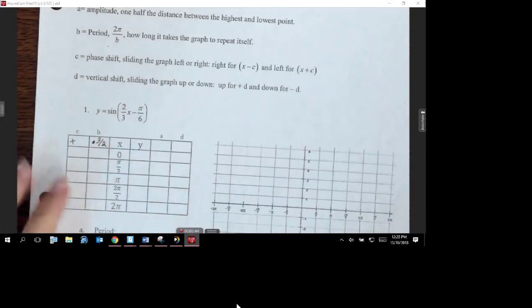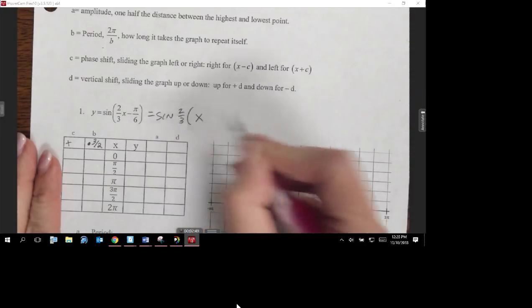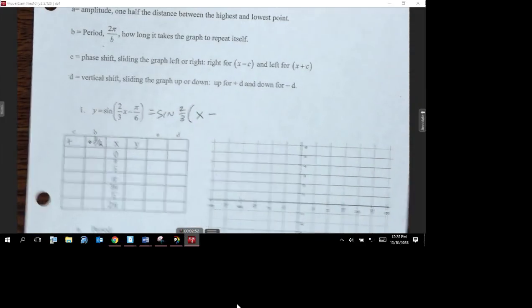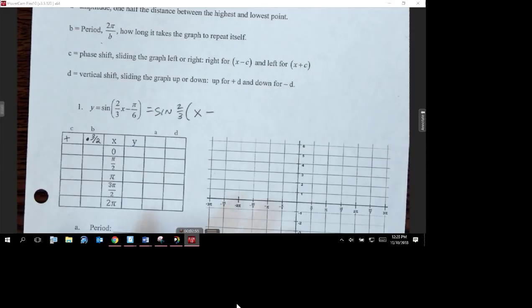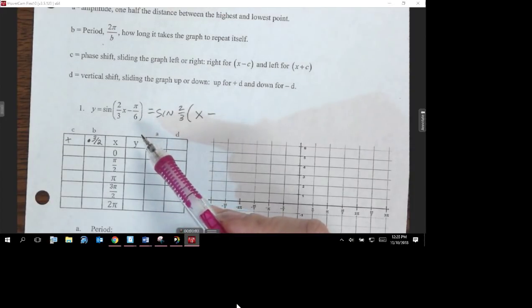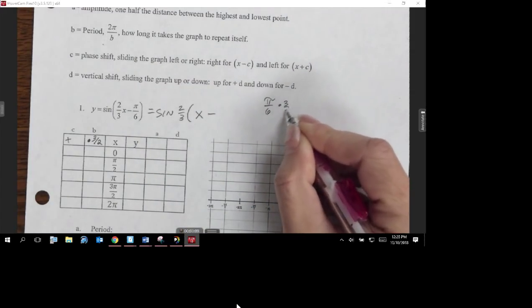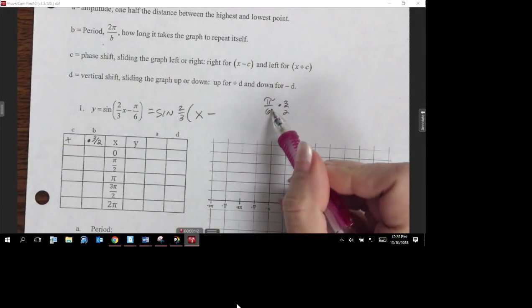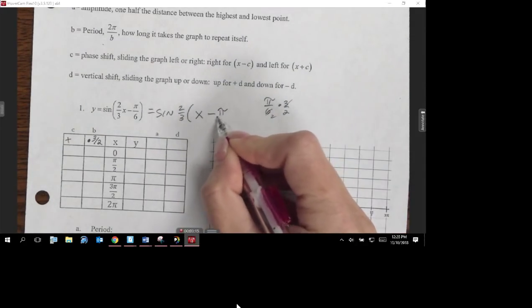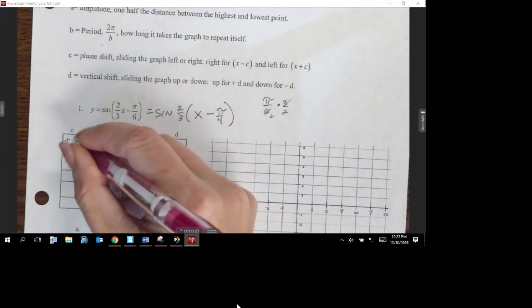So we will go factor that 2/3 out. I'm going to rewrite it as sine 2/3 parenthesis x minus. When we factor it out, you're dividing out 2/3. Can I divide by 2/3? Multiply by its reciprocal, so we will have pi over 6 multiplied by 3/2. That gives us pi over 4. So I'm actually adding, I'm going to the right, pi over 4.